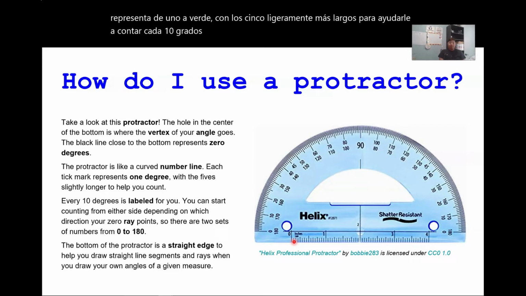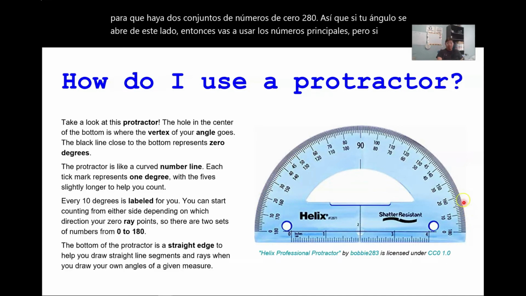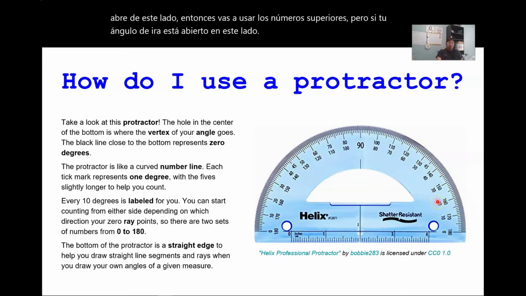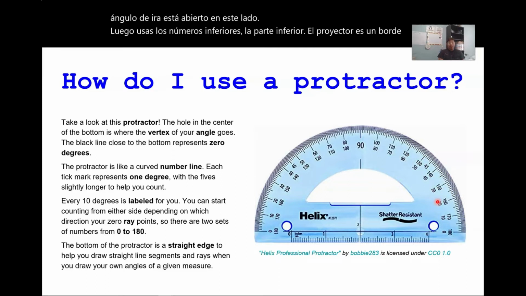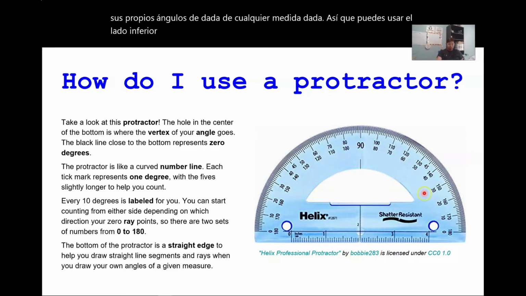You can start counting from either side depending on which direction your 0 ray points, so that there are 2 sets of numbers from 0 to 180. So if your angle opens up on this side, then you're going to use the top numbers. But if your angle is open on this side, then you use the bottom numbers. The bottom of the protractor is a straight edge to help you draw line segments and rays when you draw your own angles of any given measure. So you can use the bottom side to help you draw straight angles. Okay.